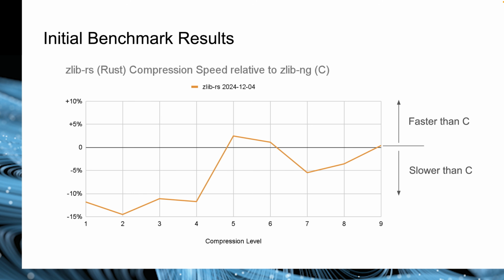But what this graph therefore means is that those low-numbered compression levels, where speed is the name of the game, that's exactly where zlib-rs had its biggest performance deficit compared to the benchmark C library. So there was definitely some work to be done.